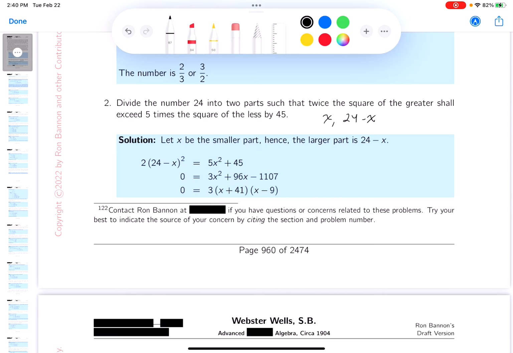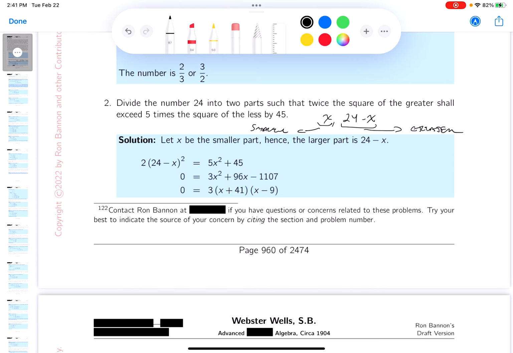Then they say, such that twice the square of the greater. Well, if this is the case, I need to label one as being the greater and one being the smaller. I'm going to say this one over here is the greater part, and this one over here is a smaller part. It's important you understand that we're talking about two numbers that add up to 24, and one's a small guy, one's a large guy.